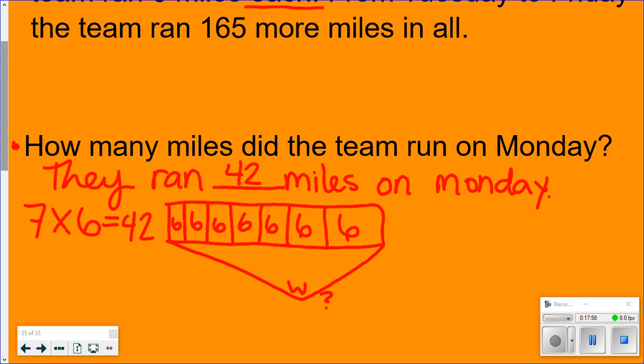Not one person, but as a team, if you count all their miles up, they ran 42, right?